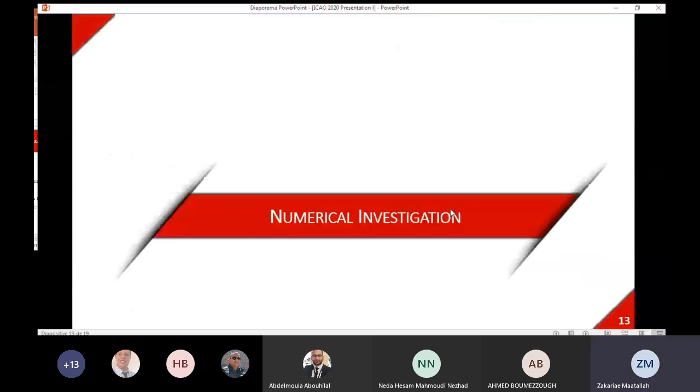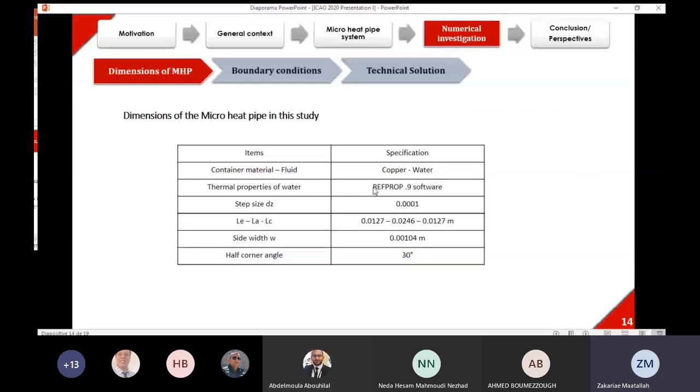Okay, now we go to the numerical investigation. So I'm giving you here some important dimensions. The container material and fluid are copper and water. Thermal properties of the water we can get from the REFPROP 9.0 software, which we can make as a function in MATLAB, and we can call it at any moment we want to get any property. Step size is about 10 to the minus fourth to ensure that we have no divergence of the calculation. And we have here other parameters.